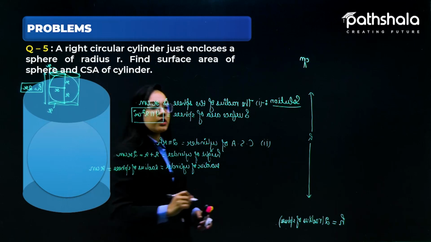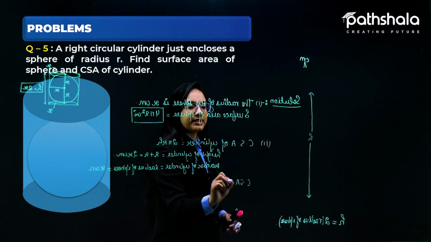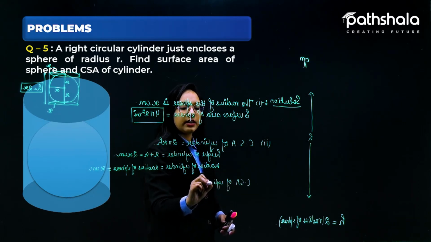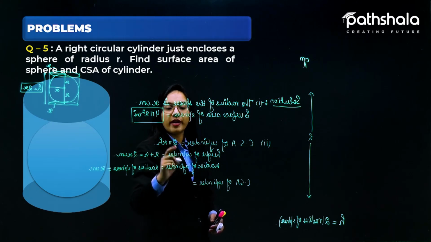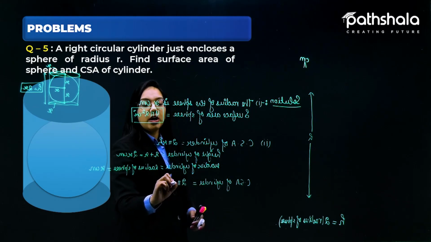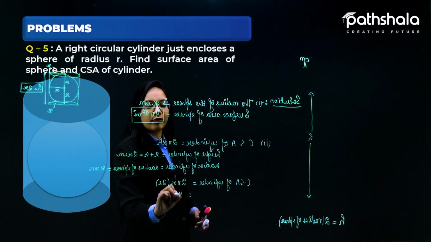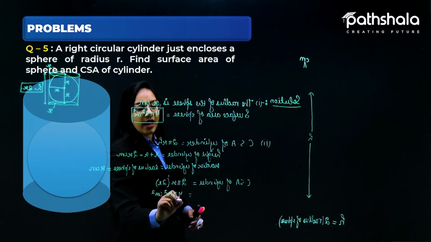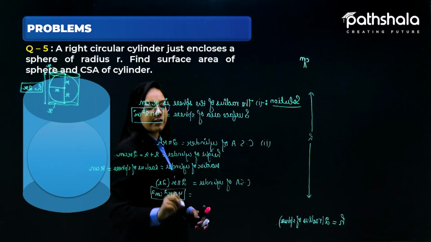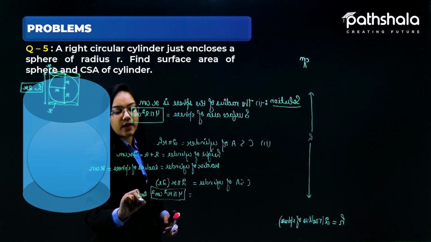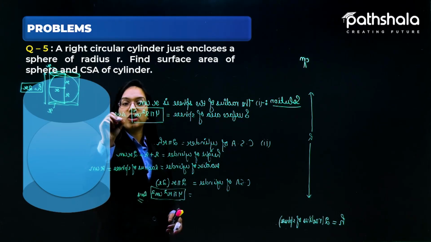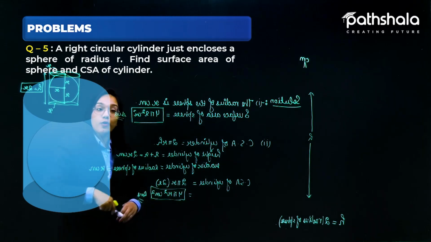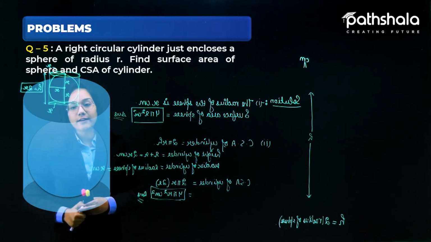The radius of the cylinder is r centimeter. So the CSA of the cylinder is equal to 2 pi r h. Let's plug in the values here. It is 2 pi r, where r is the same as the radius, and h is 2r. So this would be 4 pi r square centimeter square, and this is the curved surface area of the cylinder. Hence the answer for the first part of this question is 4 pi r square, and for the second part it is again 4 pi r square.